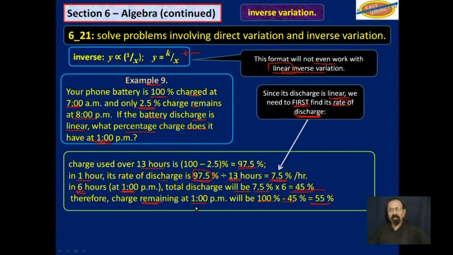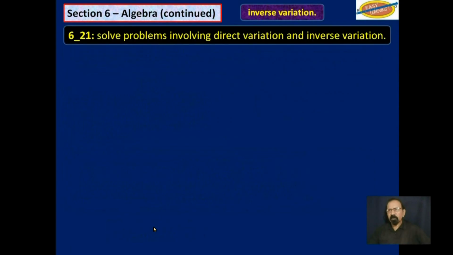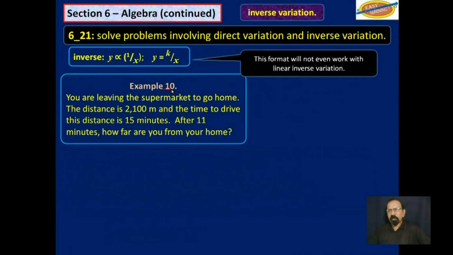It is not as difficult as you may have thought it was, but we can't use that formula or inverse proportion because that formula applies to inverse exponential. So 55%. And finally, example 10, you are leaving the supermarket. As I said, you saw this before in the last video, to go home. The distance is 2,100 meters, and the time to drive that distance is 15 minutes. Okay, that's pretty slow, but that's what we're given. After 11 minutes, how far are you from your home?